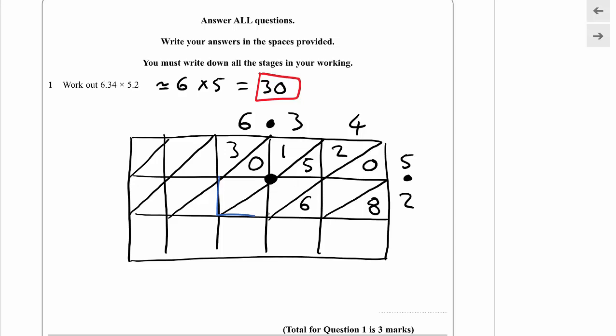This next box then corresponds to 6 multiplied by 2. Well, what is 6 multiplied by 2? 6 multiplied by 2 is 12. So I put a 1 here and a 2 here. Great, I've done all of my multiplication that I need to do.